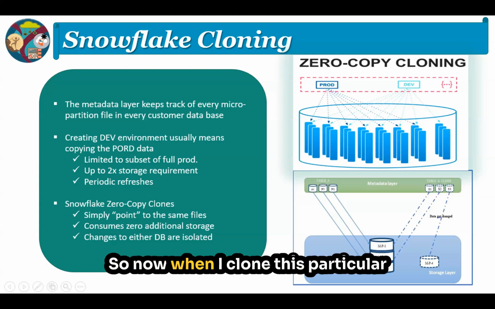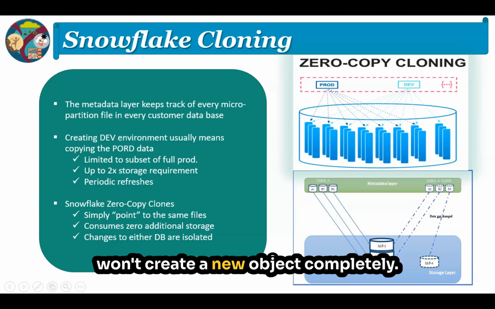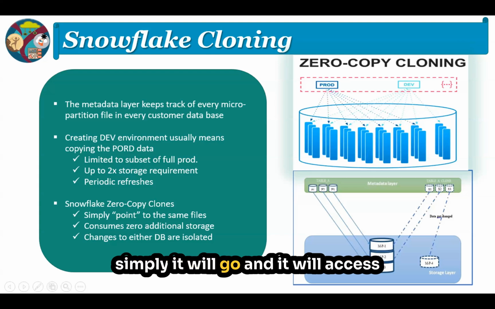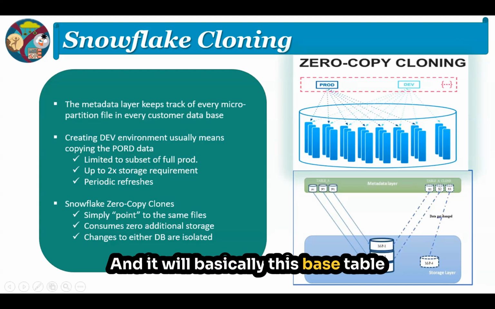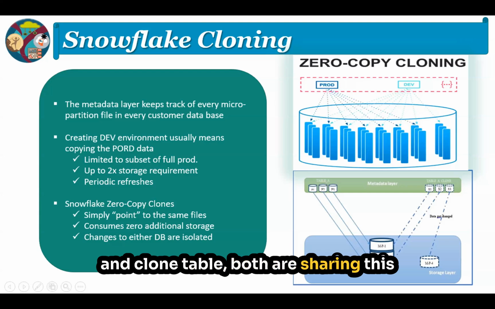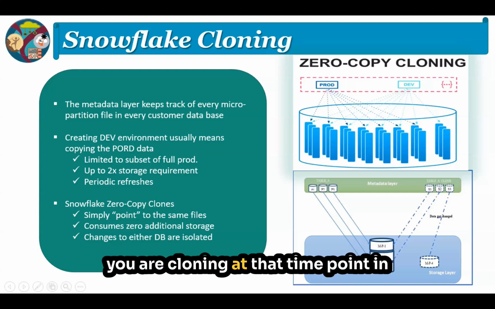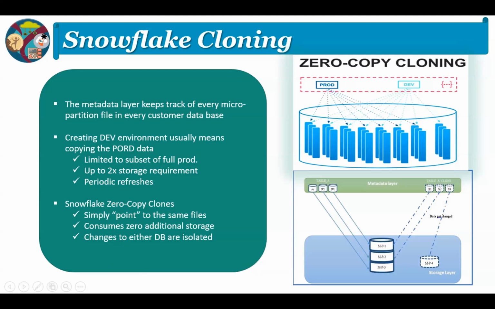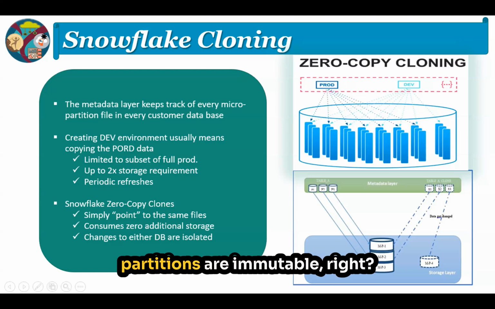Now when I clone this particular table, Snowflake won't create a new object completely, and it won't create any micro partitions. Behind the scenes, it simply accesses the existing micro partitions, and the base table and clone table are both sharing these micro partitions. Whenever you are cloning, whatever data is there at that point in time is what gets cloned and shared with these micro partitions. So as I mentioned, the micro partitions are immutable, right?